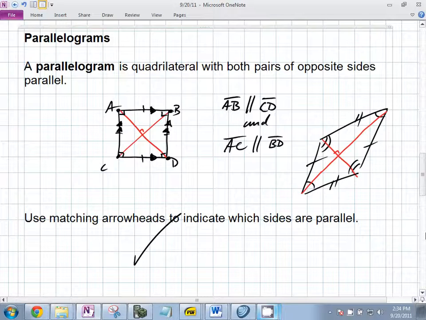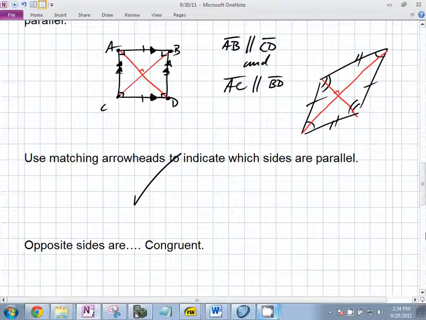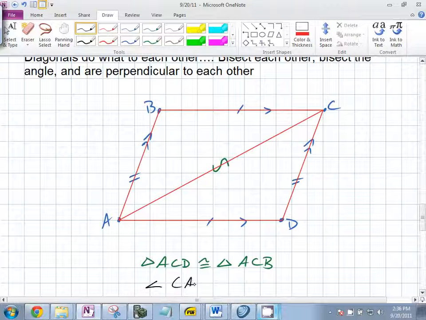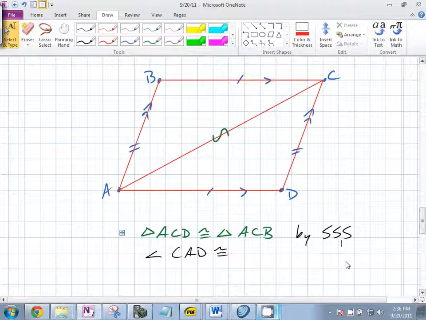Well, why are they? We can actually try to prove that. If that's true, what do you know? You know that angle CAD is congruent to what angle? By side, side, side, right? Angle CAD is going to be congruent to what? CAB.